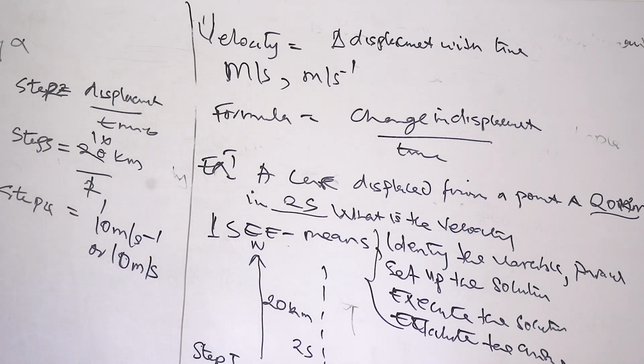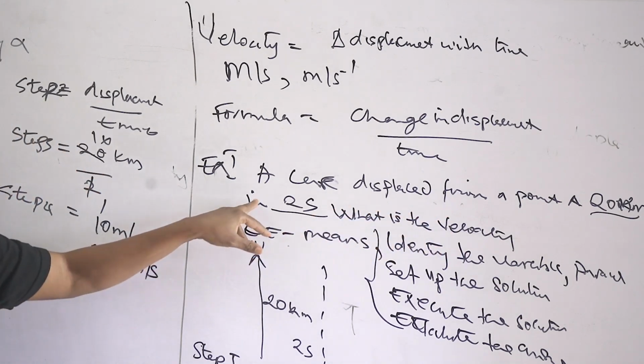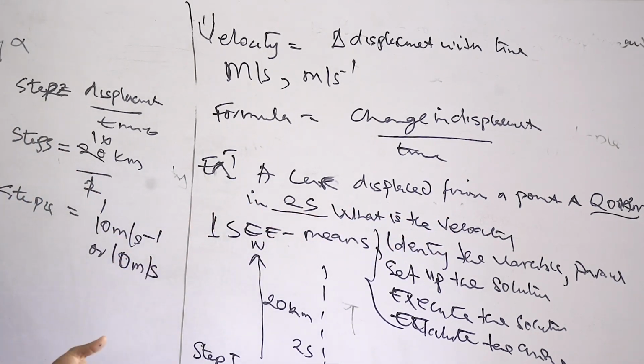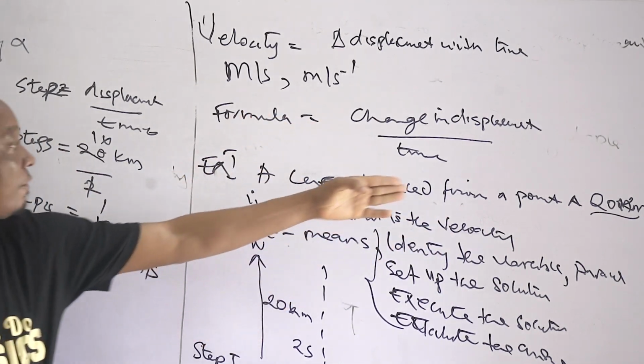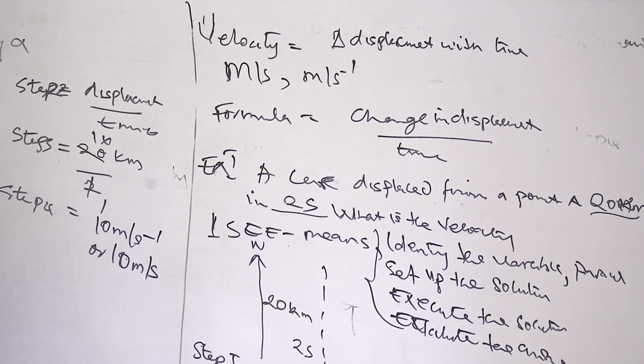That is the velocity. So they now said a car displaced from a point A 20 kilometer due north in 2 seconds. What is the velocity? Change in displacement of this all over the time. So that is the velocity.